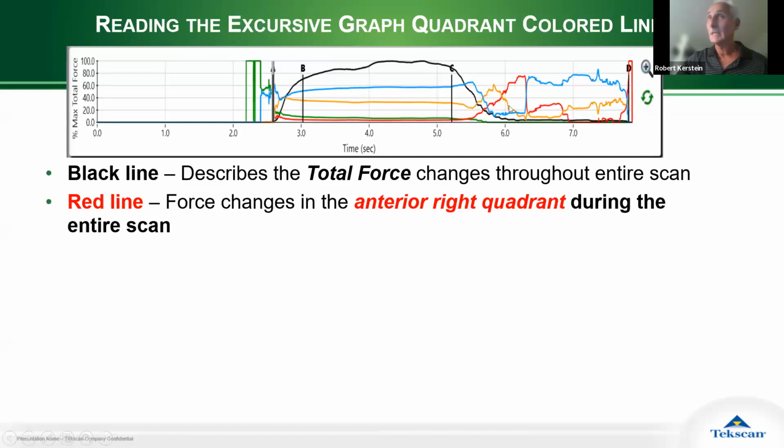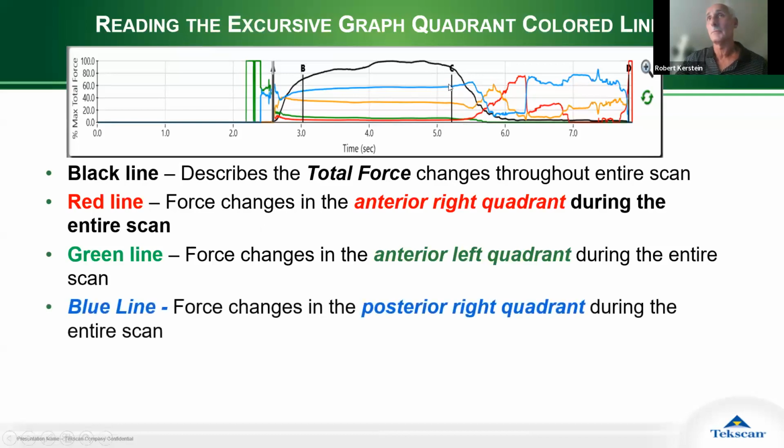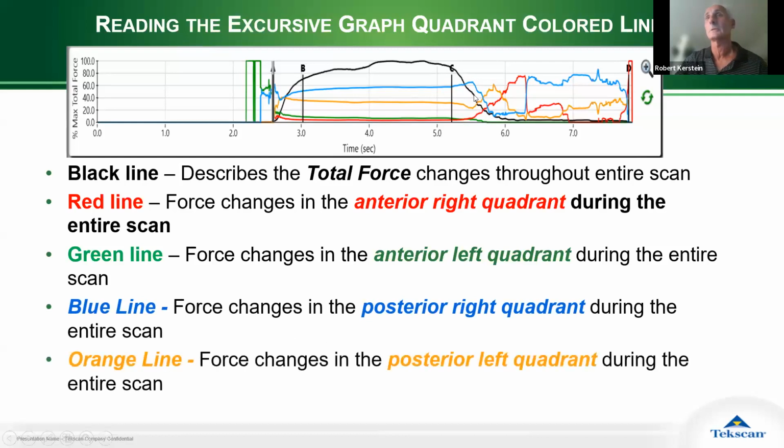And so reading the graph is a skill you must develop if you want to be effective. The green line is the anterior left quadrant, everything anterior to the left first premolar. And here the patient's biting down, holding their teeth together. Here's where they go to the right, and you see the left anterior quadrant quickly drops out. That's because it's not involved in the right excursion. The blue line is the posterior right quadrant, and the orange line represents forces in the posterior left quadrant.